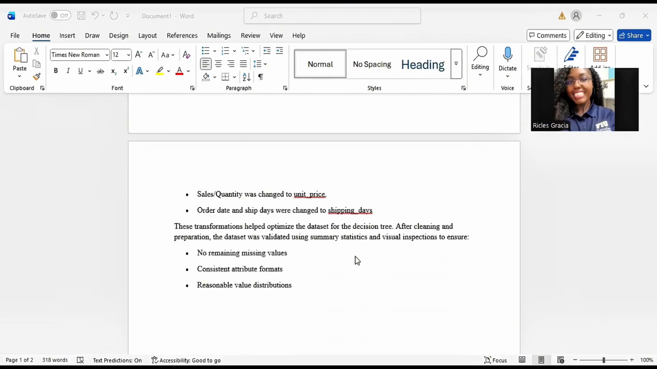After cleaning and preparation, the data set was validated using summary statistics and visual inspections to ensure no remaining missing values, consistent attribute formats, and reasonable value distributions.